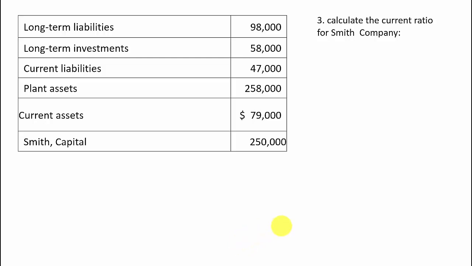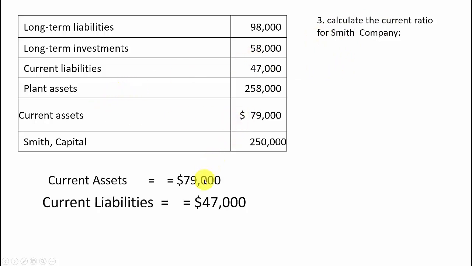Next, question number 3. Calculate the current ratio for Smith Company. So current assets are given to us, $79,000. Current liabilities are also given to us, $47,000. And the current ratio, 79,000 divided by 47,000, gives us a current ratio of 1.68 to 1, which means, again, it's below the 2-to-1 ratio, so therefore it looks like this company may also have a little problem paying their bills.